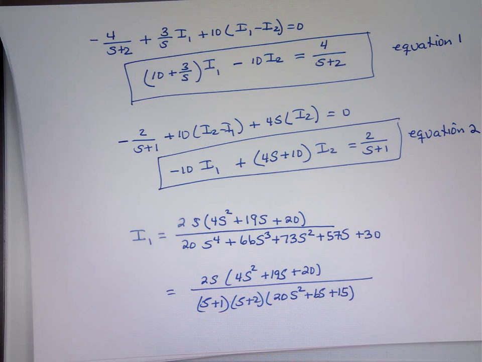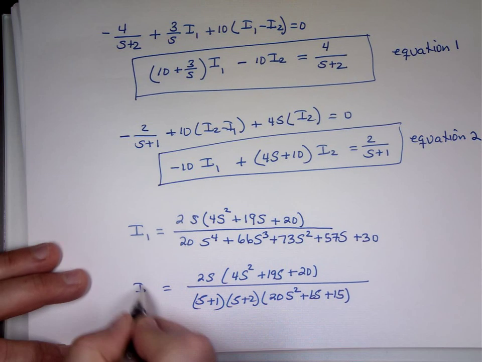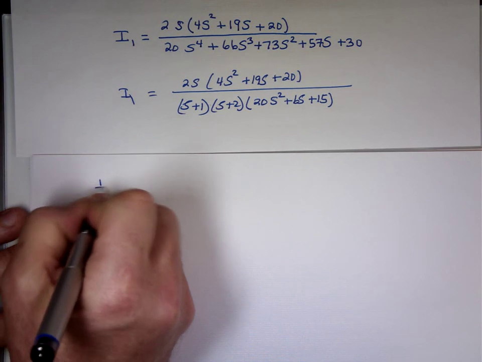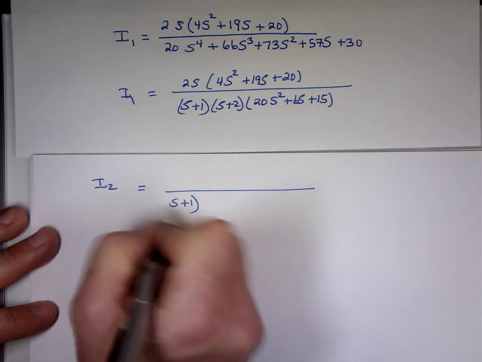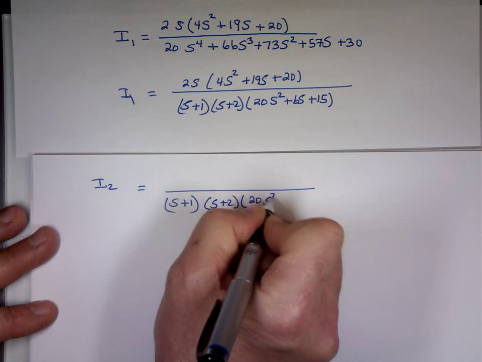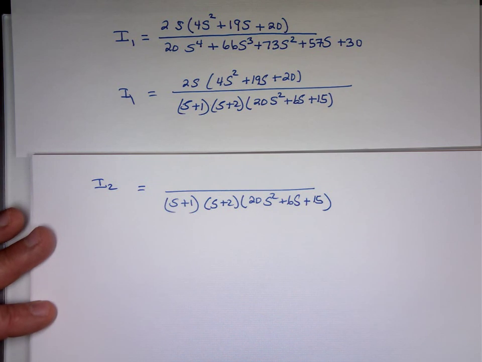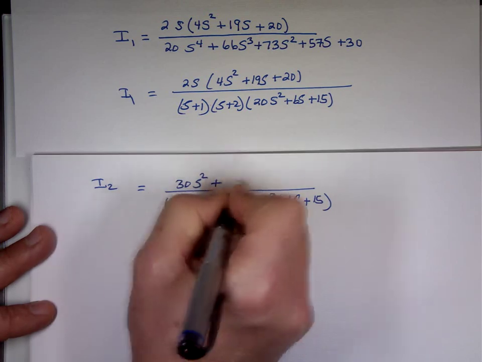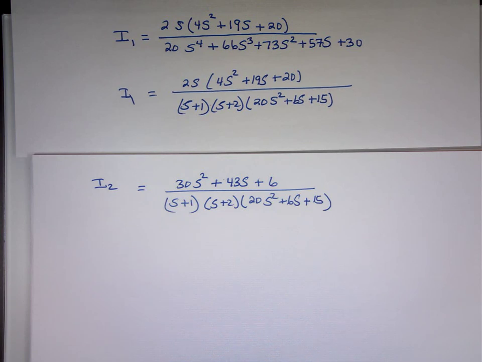And what about I sub 2? That's nice, actually. The calculator can do that. I'll show the people on the camera how to do it in a second. For I sub 2, the bottom is going to be the same. The top will be different: 30s squared plus 43s plus 6.